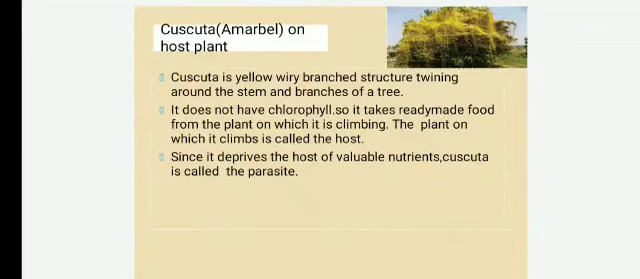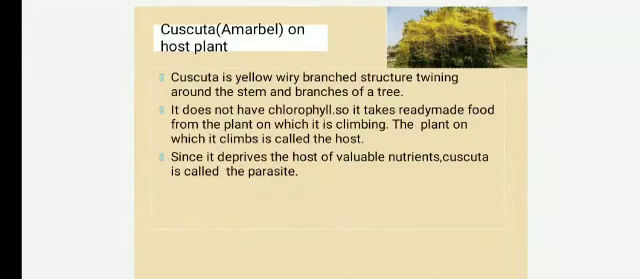So it takes ready-made food from the plant on which it is climbing. It takes its food from there. The plant on which it climbs is called its host. So the plant in which it twines is called the host. Since it deprives the host of valuable nutrients, Cuscuta is called the parasite.